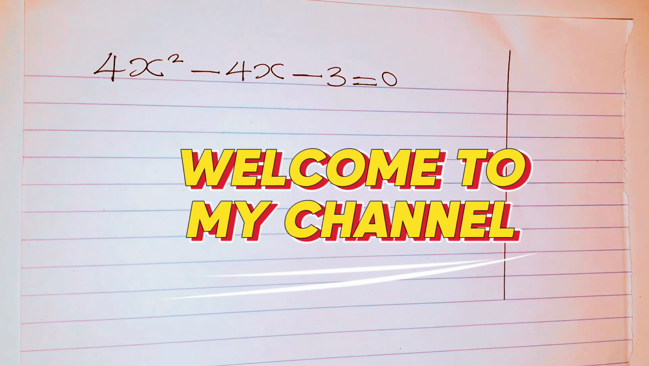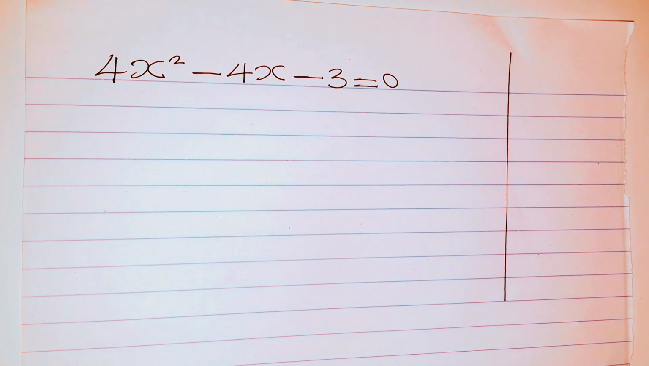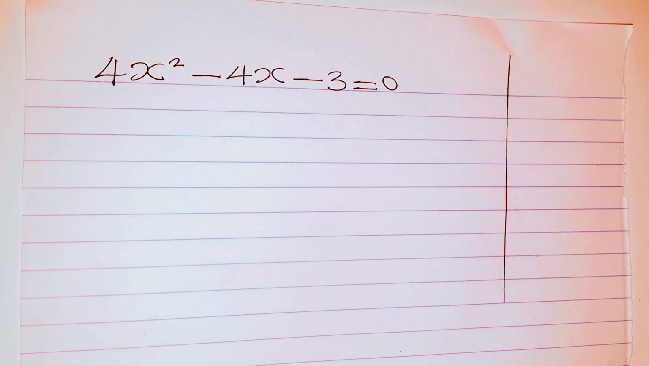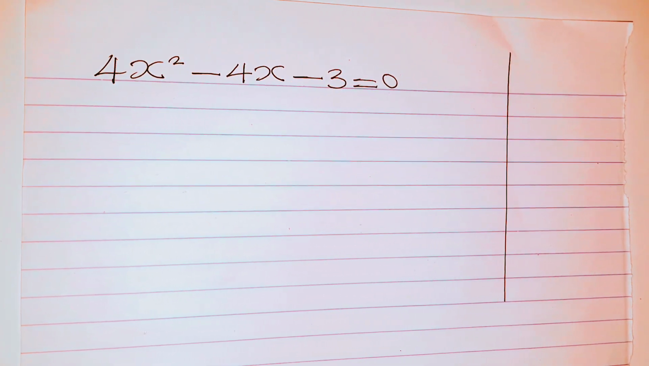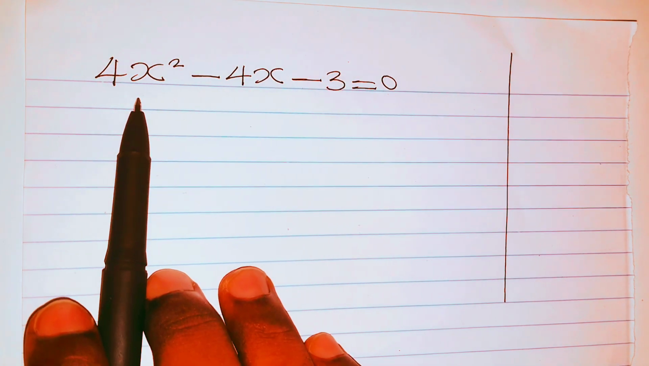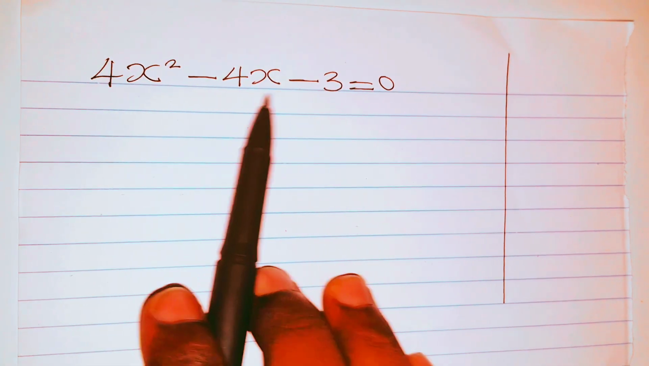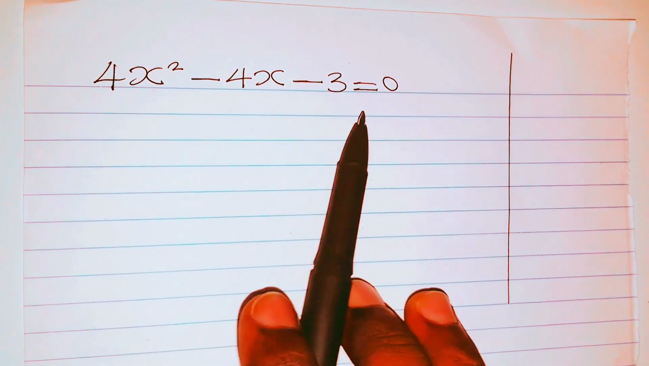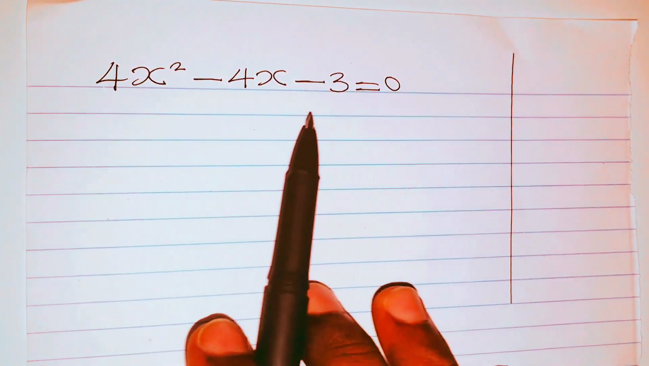In this video, we're going to consider the method of factorization in solving quadratic equations. Let's take a look at a few examples using factorization methods to solve quadratic equations. The first question we have here is 4x squared minus 4x minus 3 equal to 0. How do we get this factorized in such a way that we obtain values for x?